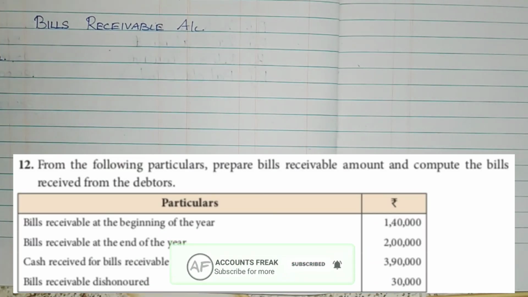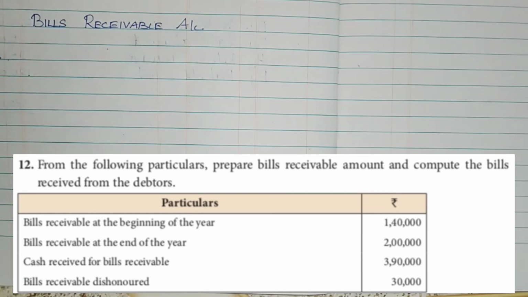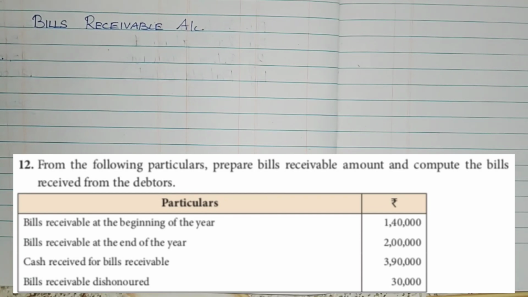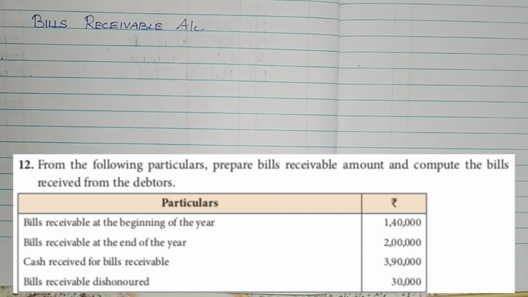So let me read the 12th sum for you. From the following particulars, prepare bills receivable account and compute the bills receivable from the debtor. They've given you only 4 items, that is bills receivable at the beginning of the year, bills receivable at the end of the year, that is our opening bills receivable and closing bills receivable. Then cash received from bills receivable is given and bills receivable dishonored is given.